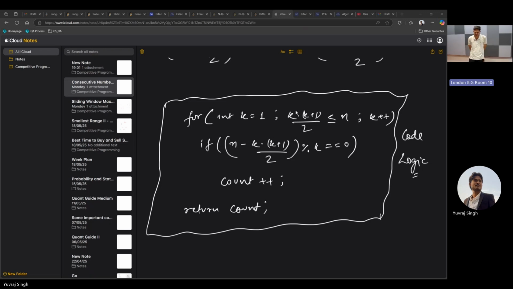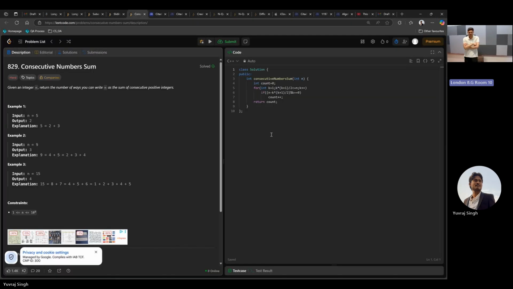We are going to increase the value of k for each iteration, and find out for which values of k this modulo value is 0, and for each of those values we increase the value of count by 1. So this is a simple logic. We use an if statement, and if that value equals 0, we increase the count, and finally we return the count variable. Look, this is the code. Very straightforward, very simple.